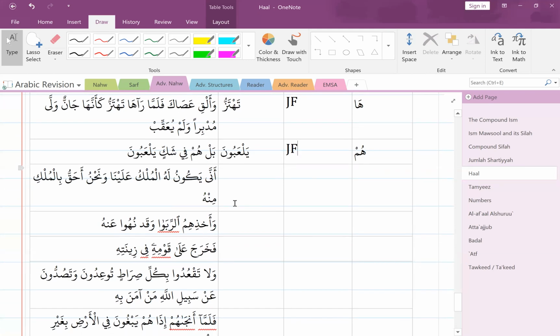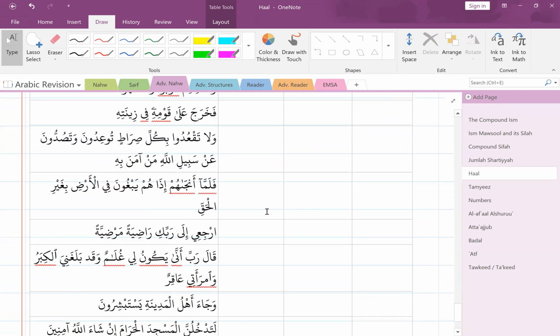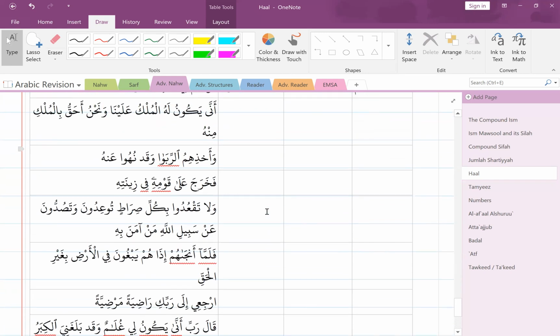Proper followed by jar majroor. Yeah. We'll see a case in which a jar majroor is actually a hal. Hopefully we get to it soon. Maybe we can take another 5 minutes and just see how much we are able to do.